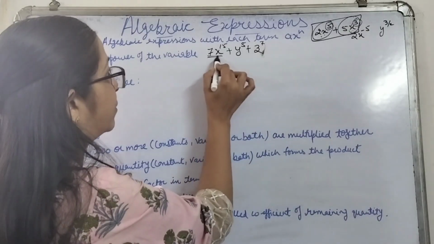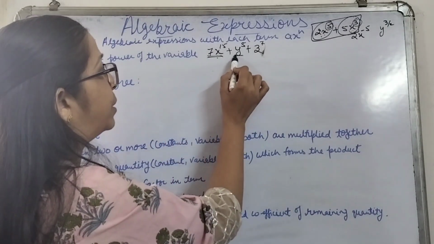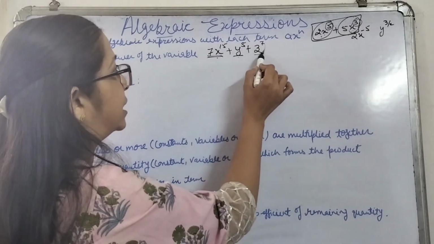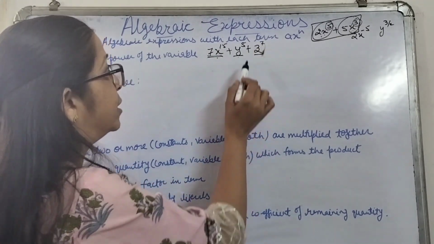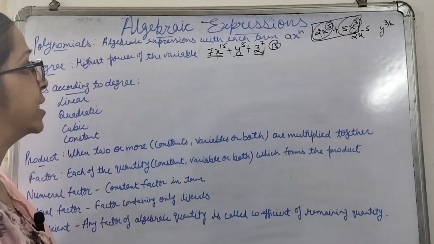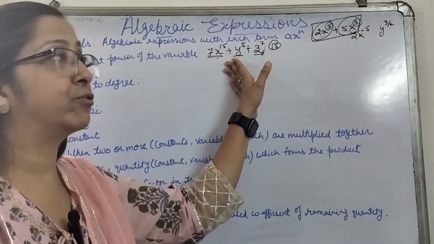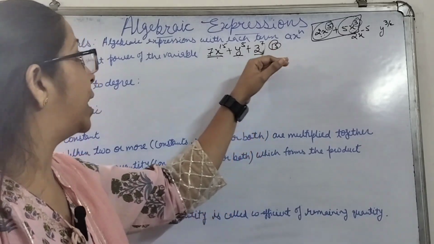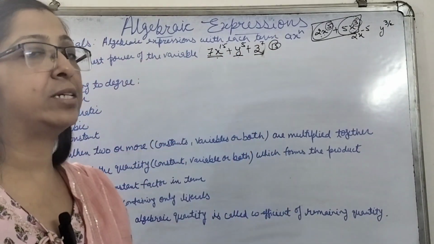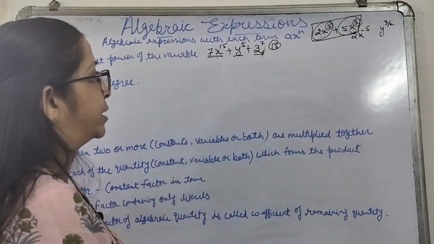So in this term, the power of the variable is 15. In this term, the power of the variable is 5. In this term, the power of the variable is 7. So which is higher in this case? 15 is the highest value. So that's the reason the degree of this polynomial or this algebraic expression will be 15. The highest power of the variable will give us the degree of the algebraic expression, or we can say polynomial.